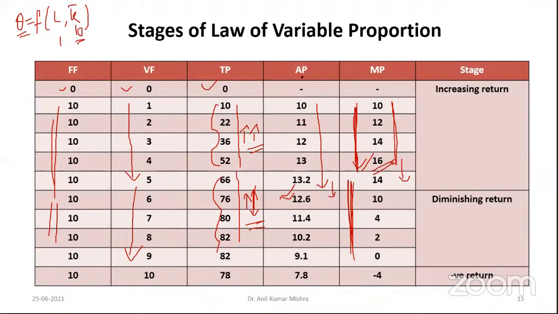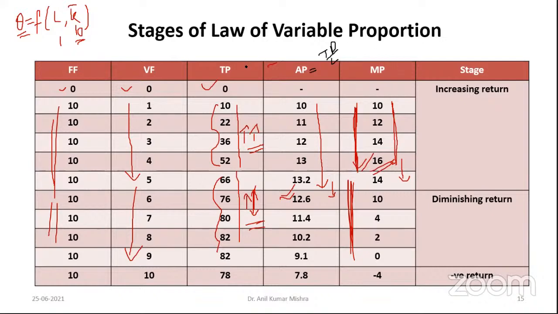Then comes the term called the average product. Average product means total product divided by the number of variable factors. That means these are the variable factors. Now 10 divided by 1 is 10, 22 divided by 2 is 11, 36 divided by 3 is 12, 52 divided by 4 is 13, and so on. That way you have to calculate it.